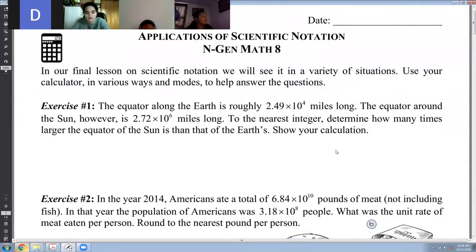Today, guys, we will be doing scientific notation word problems, right? Exercise 1. And Lily, can you read the first question for us?